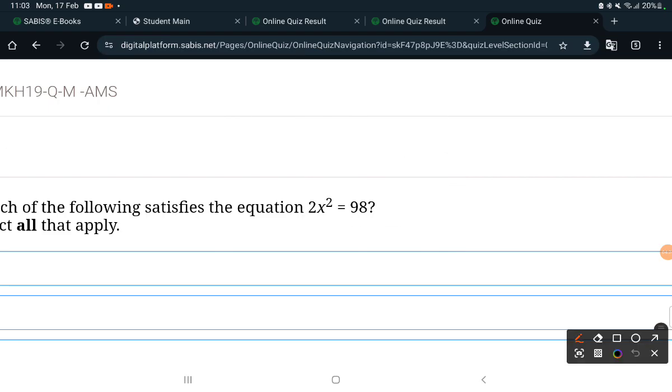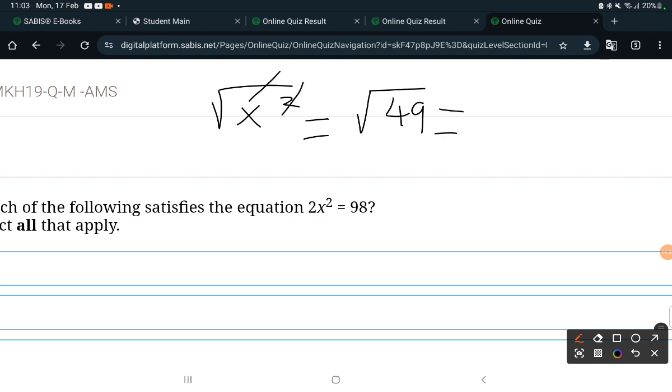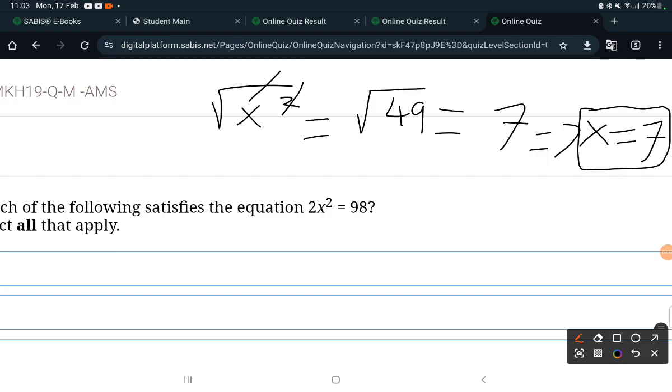Let's start off with the easier one, radical 49. The radical and the squared cancel out. Radical 49 is just going to be 7. So x equals 7. Okay, so that's one of the answers. x equals 7 is one of the answers.